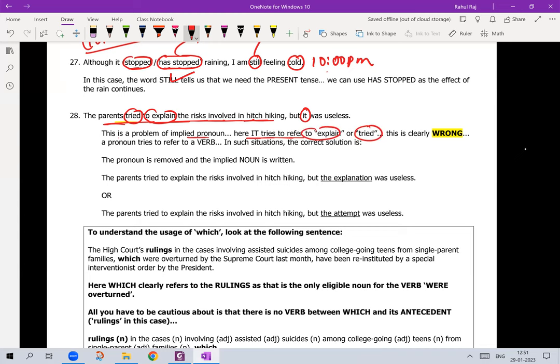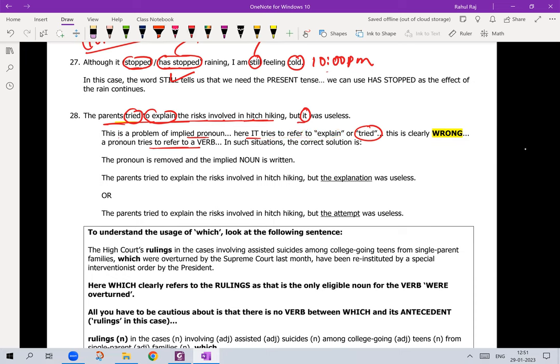This is clearly wrong. Because you can 100% tell me, Rahul, why it can't refer back to parent. Do you think the meaning will come, parents was useless, which is crap? So 100% it is trying to go back to tried or explain. But a pronoun can never refer to a verb. It's a simple logic. Pronoun should refer back to a noun. There's a very straightforward calculation. Adjective should describe noun. Bas. Nothing else. There's no logic at all involved over here. And if you were a little cautious, you will have a 100% understanding of it. So, but it was useless. So this is a wrong sentence. Why? Because a pronoun is trying to refer to a verb, which makes no sense at all.